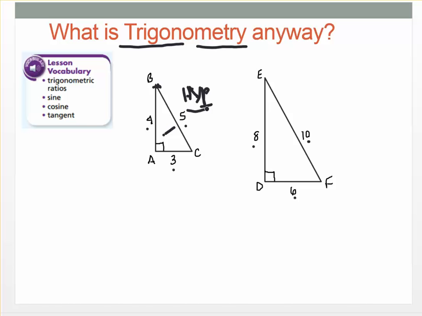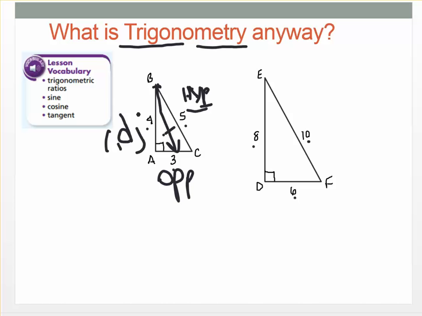One side is going to be opposite to angle B, and the other side is going to be adjacent to angle B. Now, adjacent is like when you have a duplex and they share a wall. That wall makes them adjacent. So it literally means right next to. If I have to travel across the triangle to get to my side, then that side is an opposite side. So 3 is the length of the side that is opposite to angle B. And that leaves 4 to be the side that is adjacent to angle B.